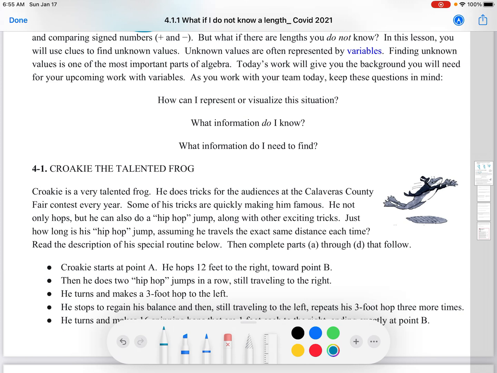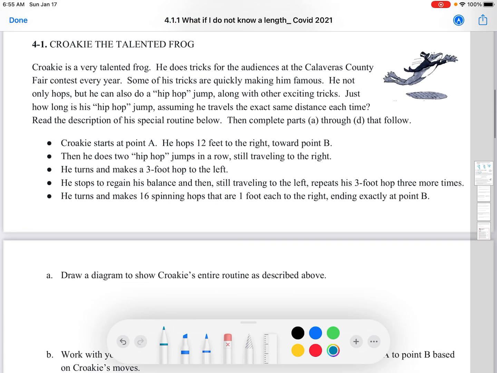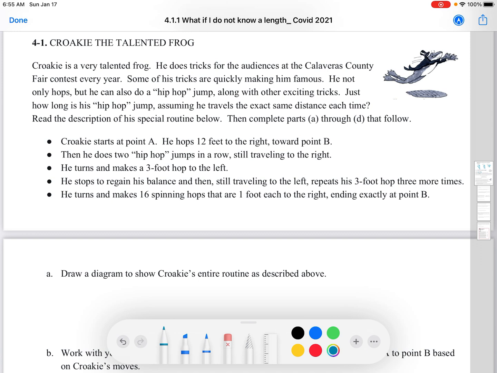As you work with your team, in this case it will be by yourself, keep these questions in mind. How can I represent or visualize this information? What information do I know? What information do I need to find? So here's our first problem. Croaky the talented frog. Croaky is a very talented frog. He does tricks for the audiences at the Calaveras County Fair contest every year.